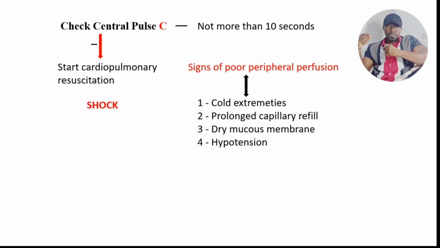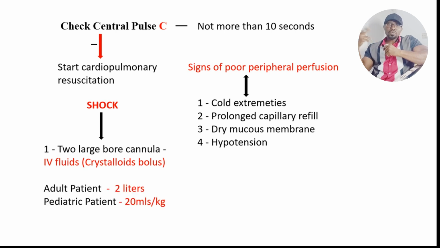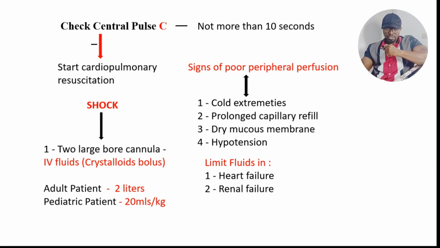Very important: if there are signs of shock, then it is important to establish 2 intravenous large bore cannulas and give intravenous fluids like a crystalloid bolus. It is recommended to give 2 liters in adults and 20 milliliters per kilogram in pediatric patients. It is also important to limit fluids in individuals who are suspected to have heart failure or renal failure, or even in children who are malnourished.